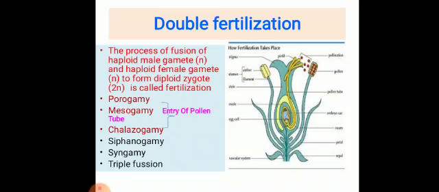This fertilization process involves porogamy, mesogamy, chalazogamy, meaning entry of the pollen tube inside the ovule through these ways: porogamy, mesogamy, chalazogamy, and the next terms, siphonogamy, syngamy, and triple fusion.